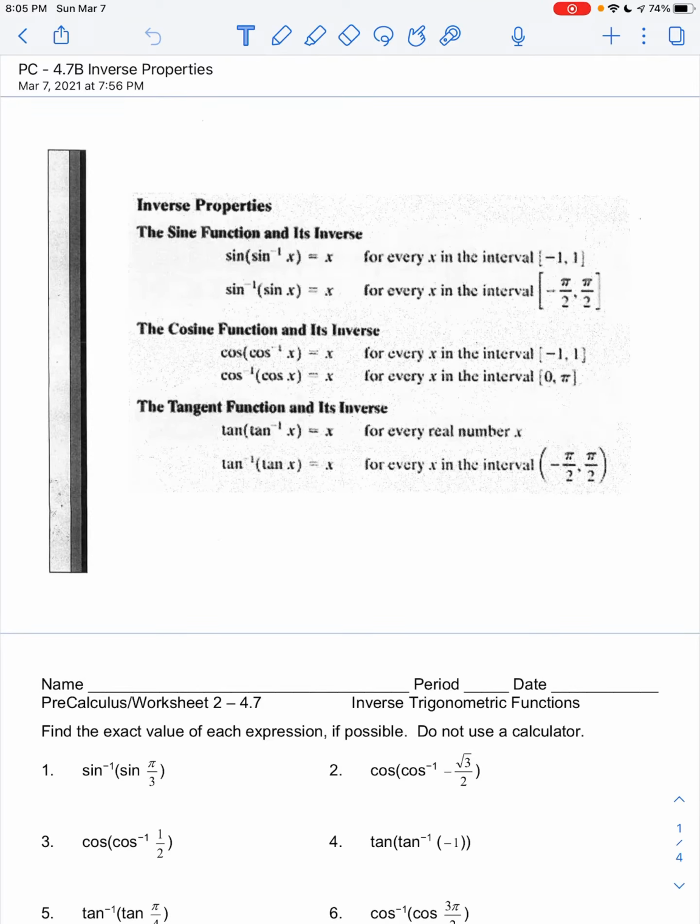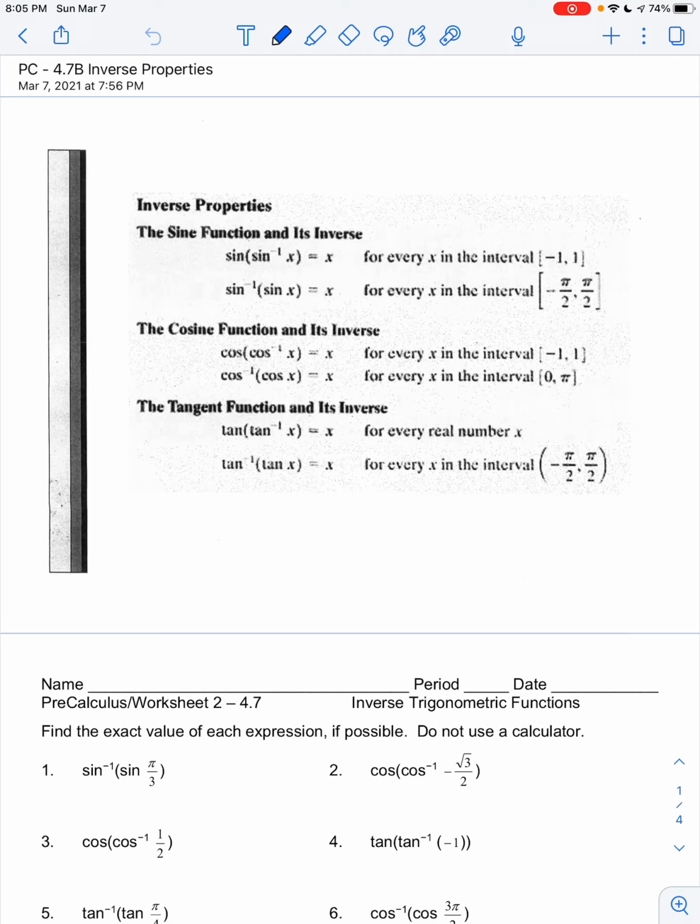This is our trig lesson for e-learning Monday, March 8th. We are going to be using inverse properties with the sine, cosine, and tangent functions. This is where we're actually doing composition of functions.